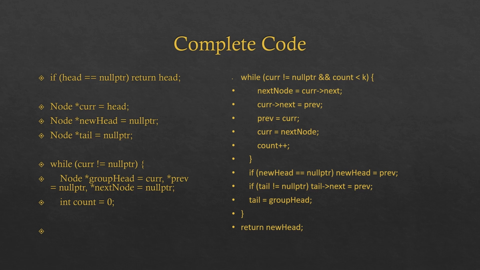Here is the complete code for the solution. It's a combination of the steps we discussed: traversing the list in groups, reversing the nodes, and connecting the reversed groups. The function returns the new head of the reversed list.